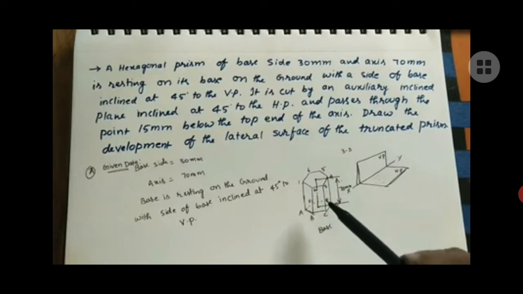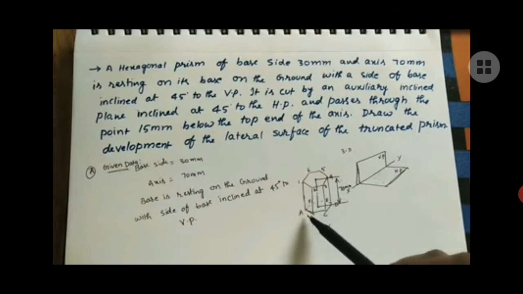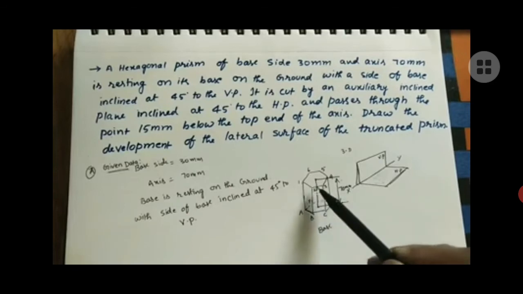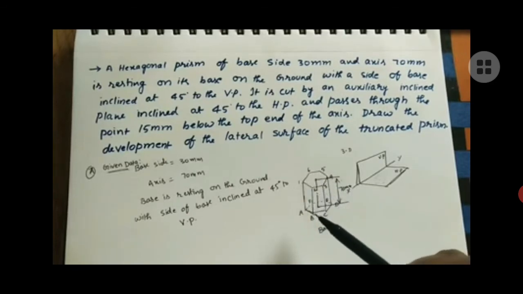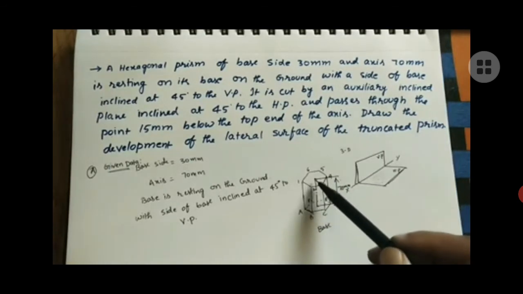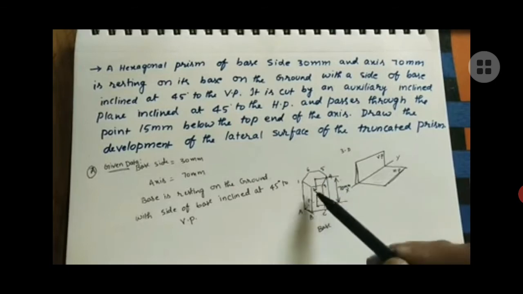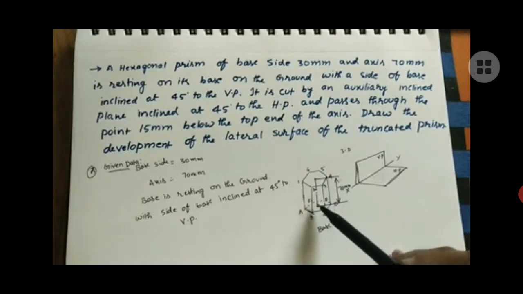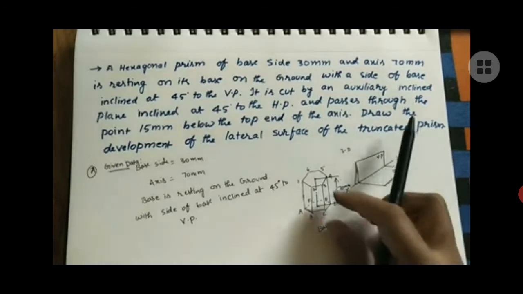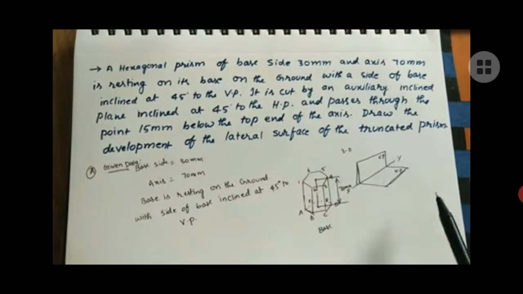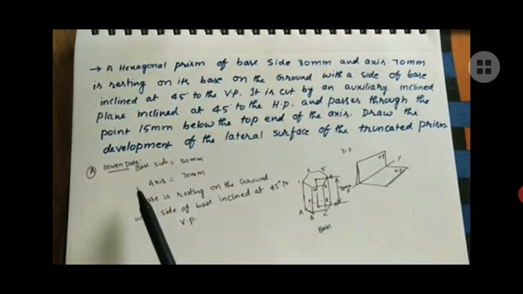How many rectangular faces are on this prism? Each side of the hexagon has one, so there are 6 rectangular surfaces. The line joining the centers of the hexagons is called the axis, and it is dotted. It is the height of the prism. This is the given hexagonal prism.